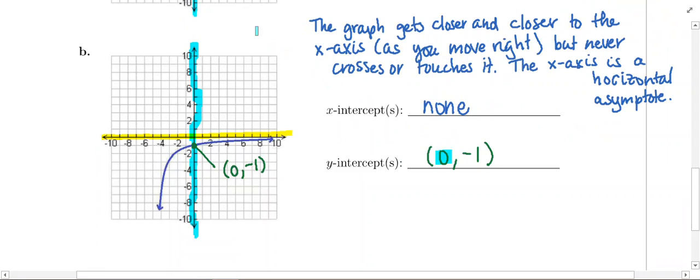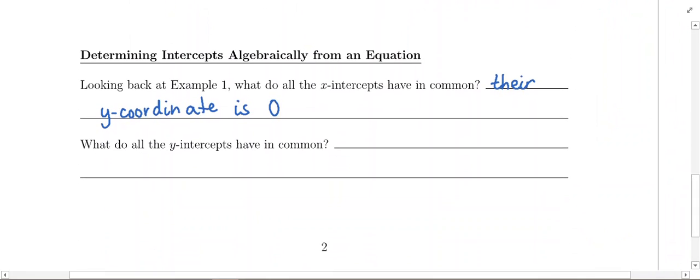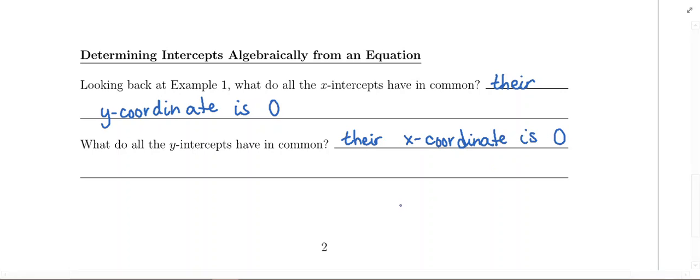That's what you should be observing here. So let's go ahead and jot that down. All the y-intercepts have an x-coordinate of 0, so we're going to write their x-coordinate is 0. These two observations, that every x-intercept has a y-coordinate of 0 and that every y-intercept has an x-coordinate of 0, are going to help us come up with an algebraic method for determining intercepts from the equation.